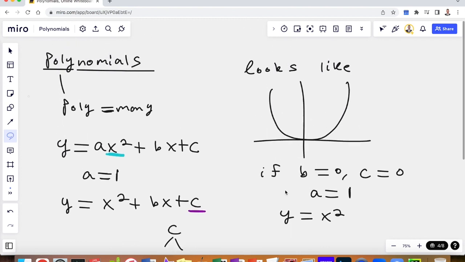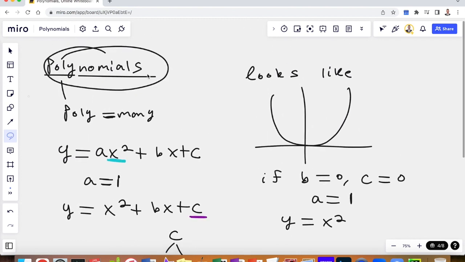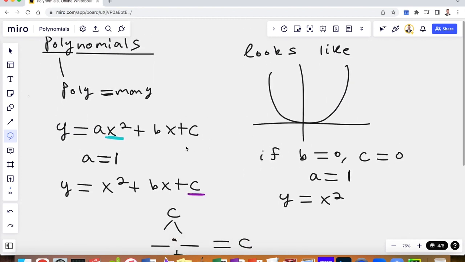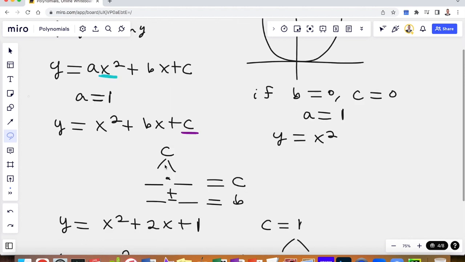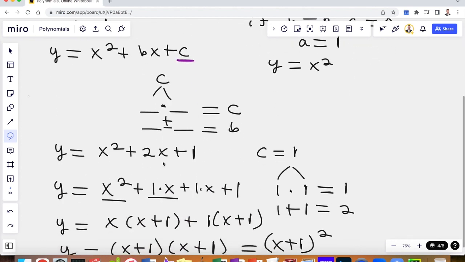So this was a polynomial quick tips video. If a equals 1, you can use the product sum method to try to see if you can find what two numbers multiply to c and add or subtract to b.